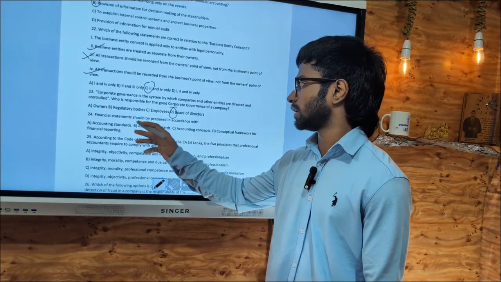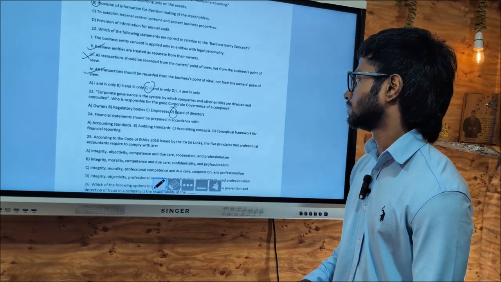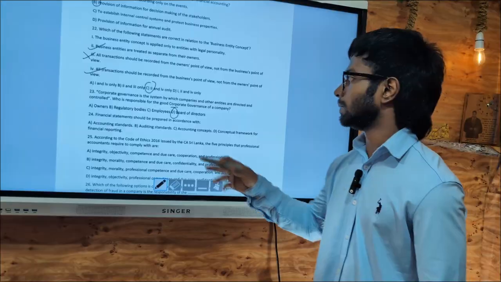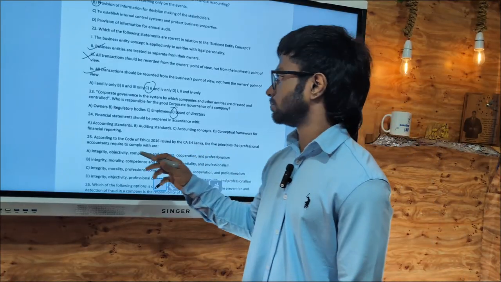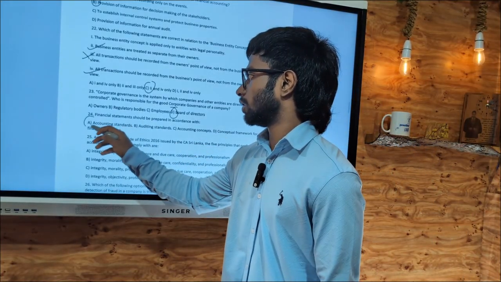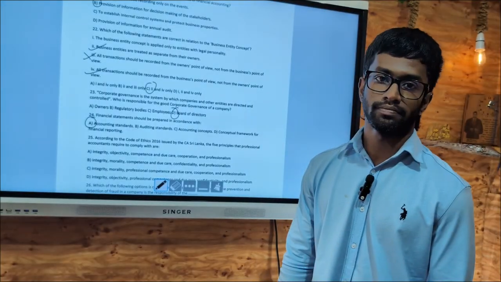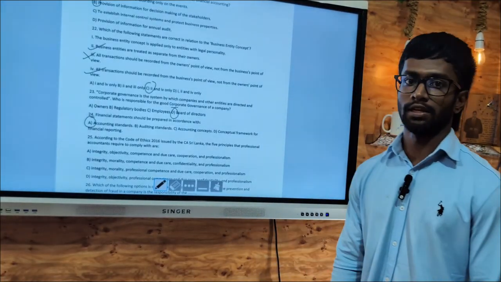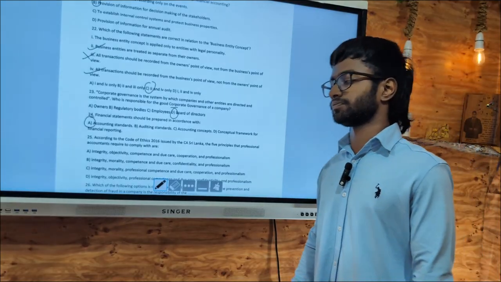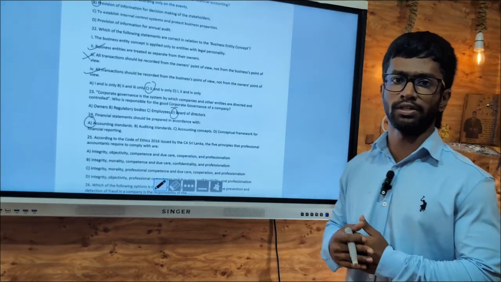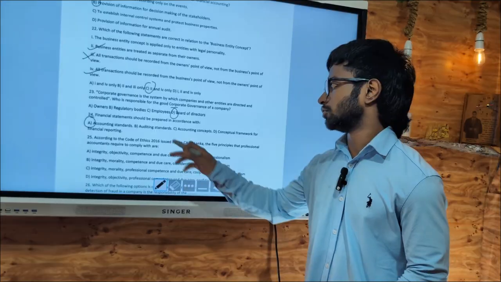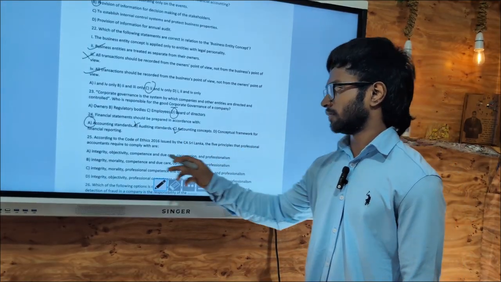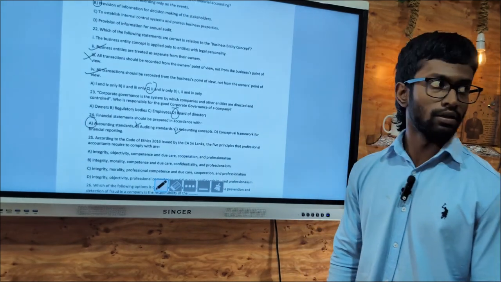Next, financial statements should be prepared in accordance with. It should be to prepare in accordance with all your accounting standards. Keep that in mind. So you have to adhere to whatever the standards that had been given by the Chartered Accountants Committee, not through auditing standards, not through concepts. The conceptual framework also comes under LKAS 1, accounting standards.